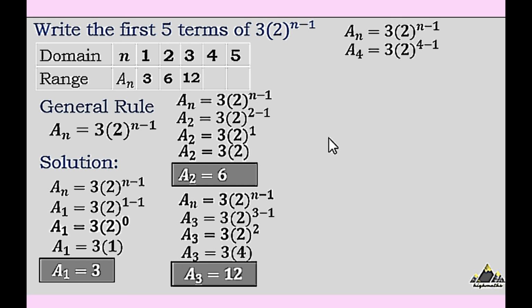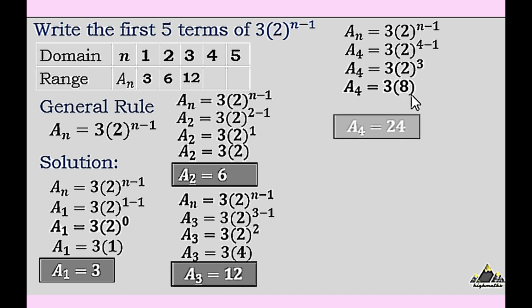Next, to find the fourth term, we substitute 4 to the variable n. A sub 4 is equal to 3 times 2 raised to the power of 4 minus 1. Solving 4 minus 1, we obtain a sub 4 equals 3 times 2 raised to the power of 3. Solving 2 cubed or 2 raised to the power of 3, we have 2 times 2 times 2, we obtain 8. So, a sub 4 is equal to 3 times 8. And a sub 4 is 24. Our fourth term is 24.